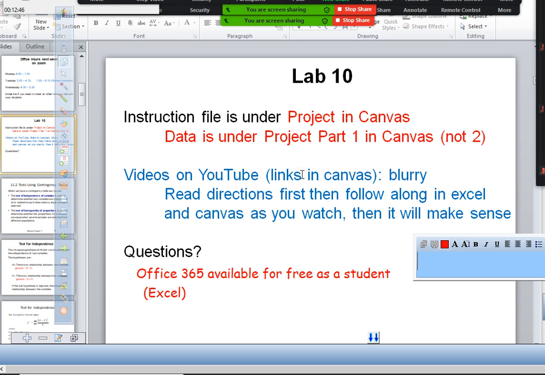The instructions for Lab 10 are in projects under Canvas. And again, remember the data is in project part 1, not part 2. I screwed up and made a typo there, so I misled you on that one. Sorry about that. And then the other thing is you will have to use Excel for this.